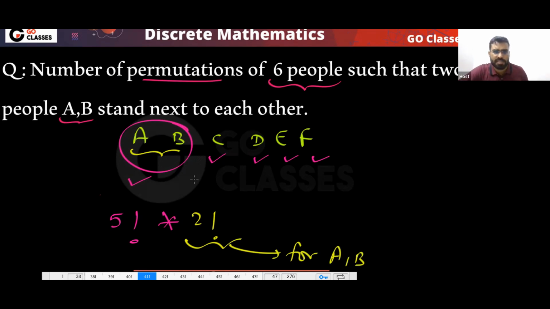Yes or no? Is this clear? See, put them in a box. So 5 factorial multiplied by 2 factorial because of A comma B. For A comma B, they can arrange in AB or they can arrange in BA. There are 2 ways for A comma B. But this will not happen in the previous question.